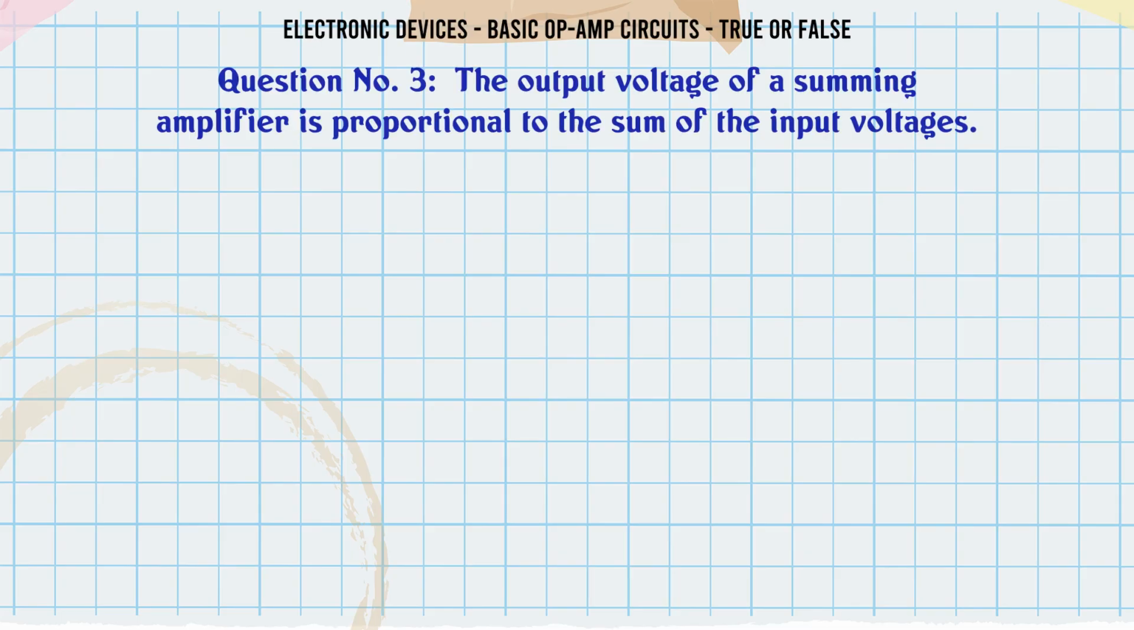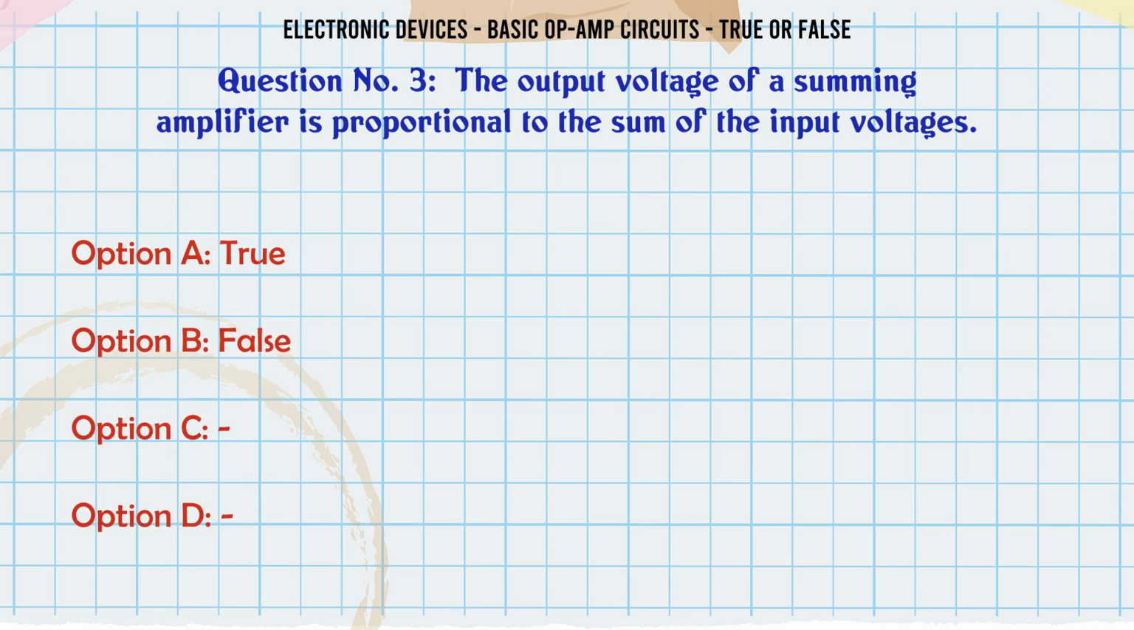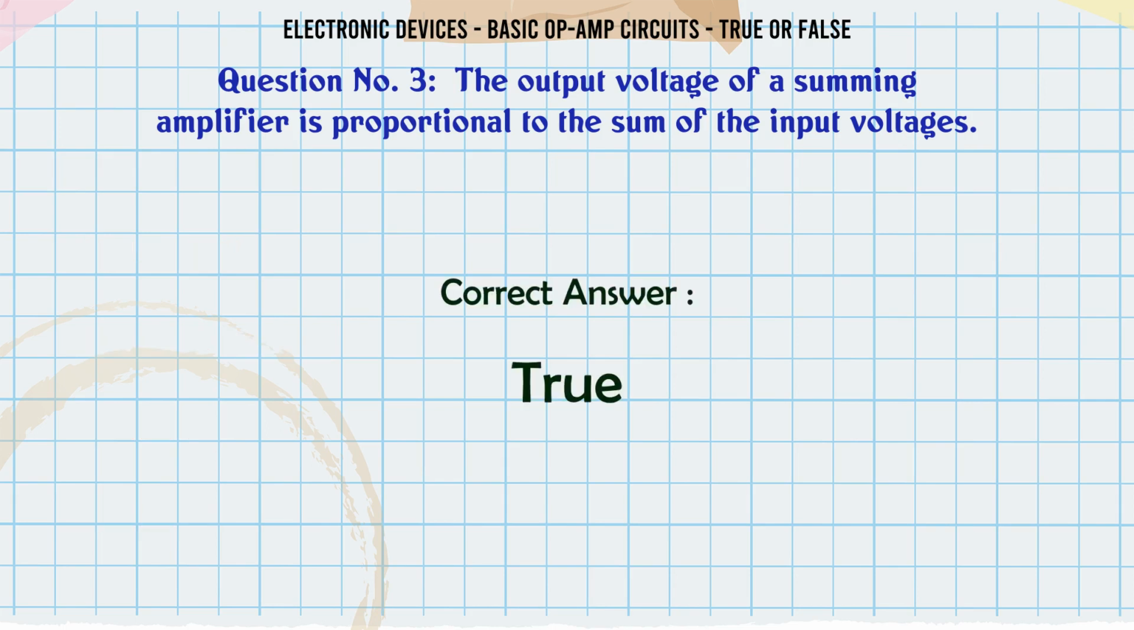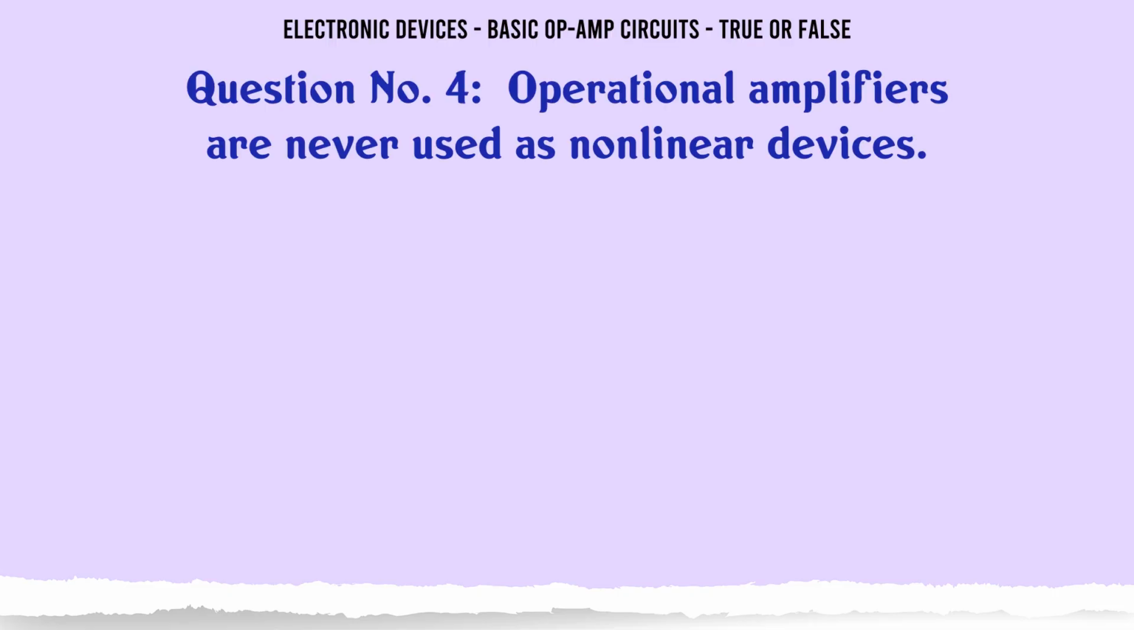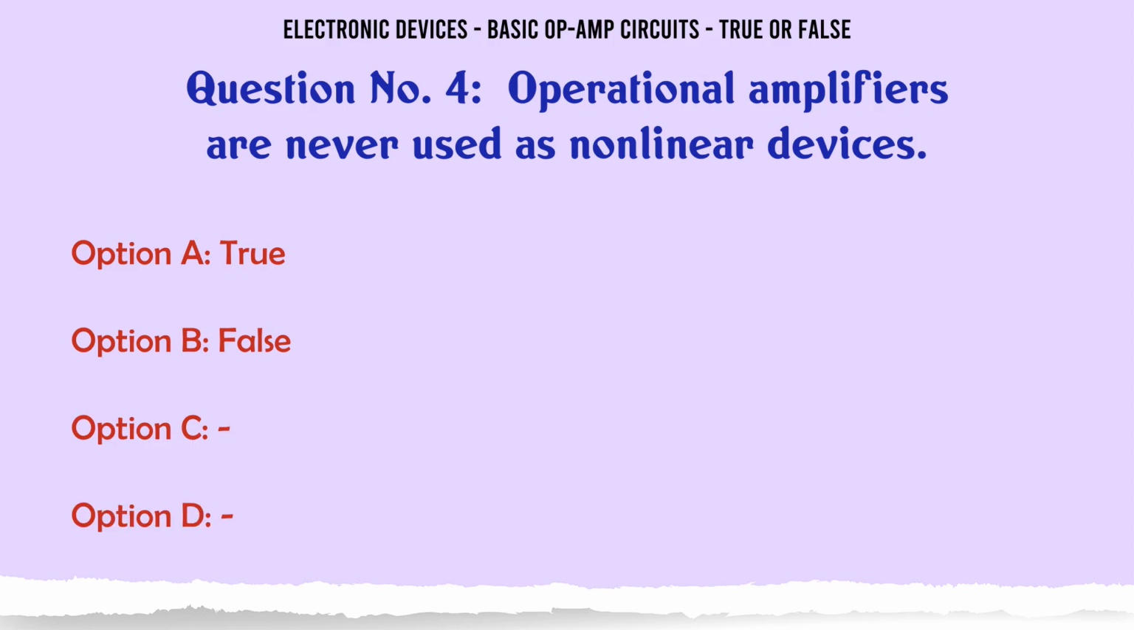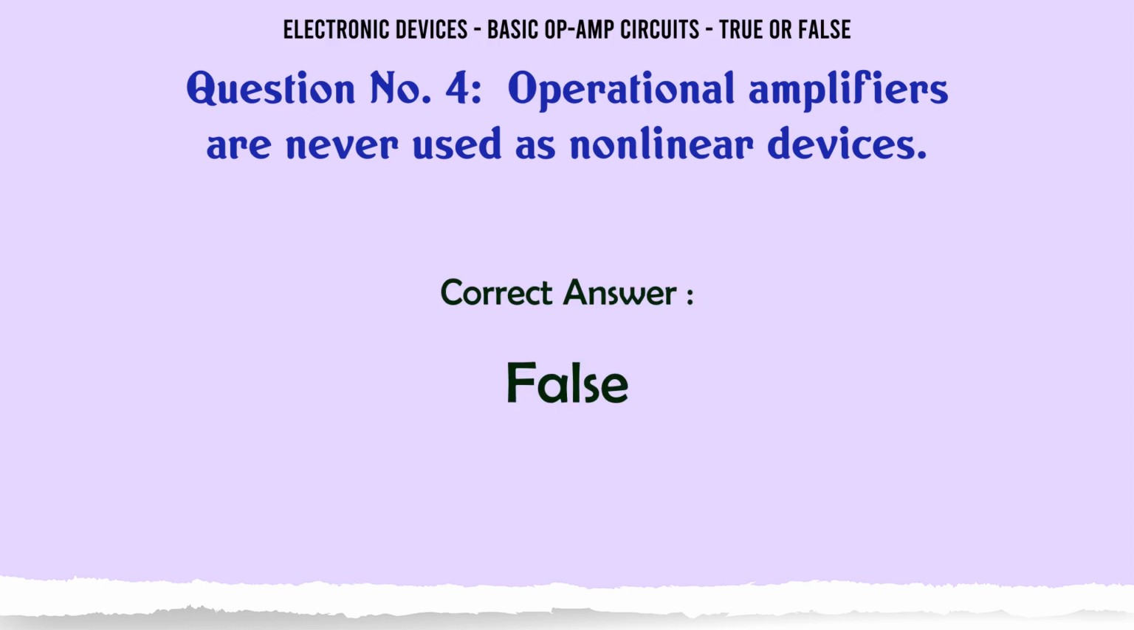The output voltage of a summing amplifier is proportional to the sum of the input voltages. A. True. B. False. The correct answer is true. Operational amplifiers are never used as nonlinear devices. A. True. B. False. The correct answer is false.